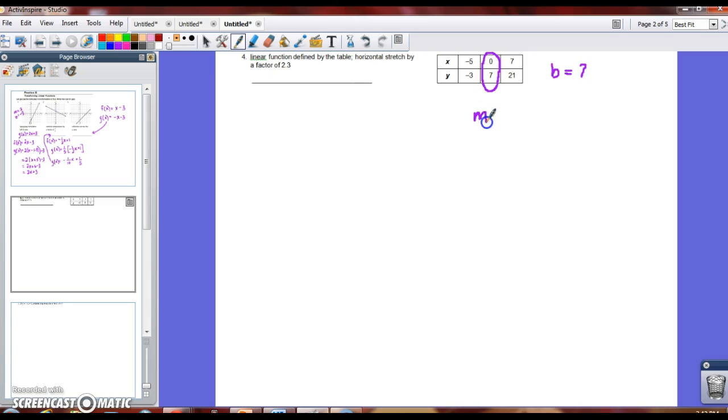However, we do need to figure out the slope. Remember, slope is change in y over change in x. So I have 7 minus -3 over our change in x, which is 0 minus -5. Remember that a negative times a negative is a positive. I end up with 10 over 5, which reduces to 2. So my original function is f of x is equal to 2x plus 7.